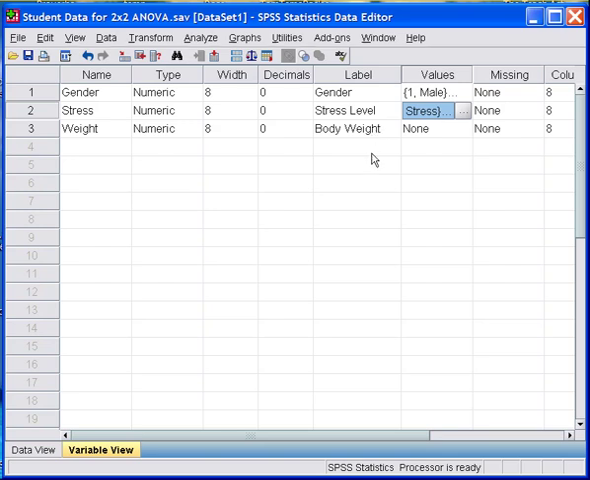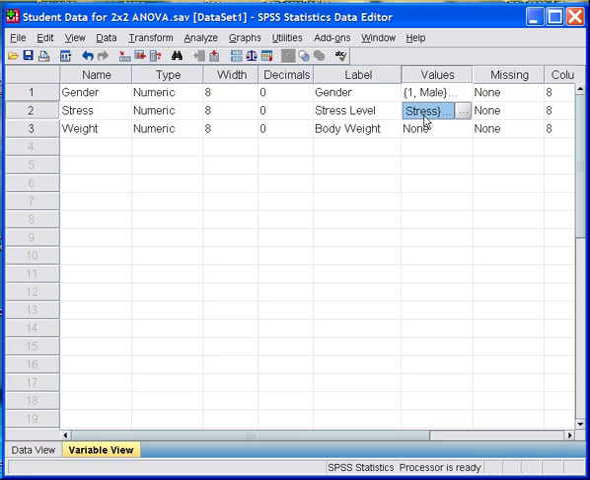We're going to be interested in three different things. First, is there a main effect of gender? That is, is there a difference in average weight of males versus females? We'll also be interested in whether there is a main effect of stress. That is, is there a difference in weight on average between mid-stressed people and high-stressed people?